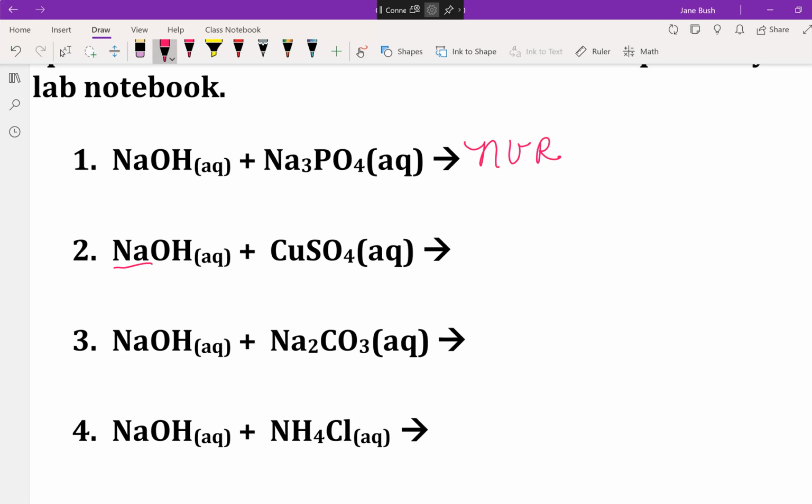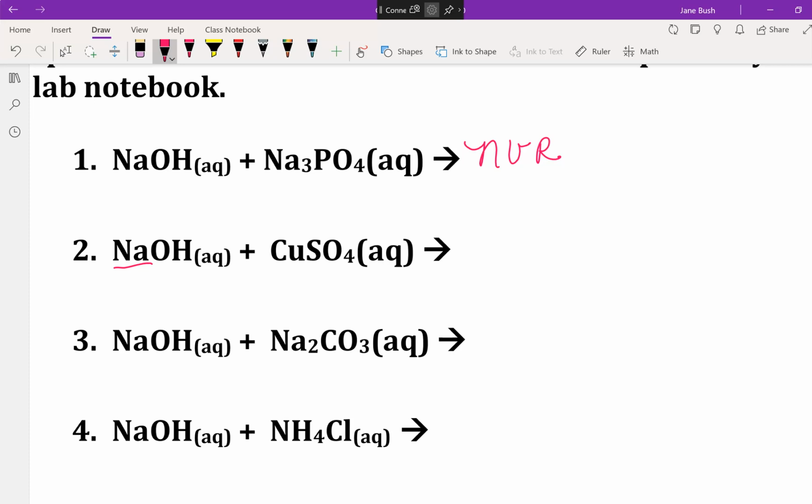The next one, sodium. What do we know about sodium ion or sodium compounds? It's always soluble. How about potassium? Always soluble. Guess what? No visible reaction. So if it's both soluble, we just say no visible reaction. If they're going to be soluble no matter what.